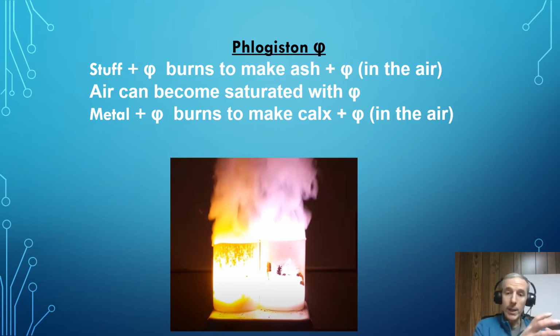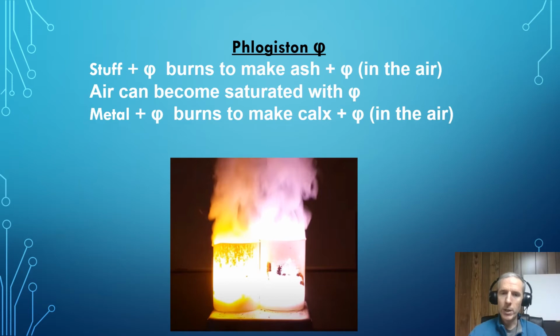So of course, in today's models, we would explain that a little differently. We would say that we're running out of oxygen. In the past, in phlogiston theory, they were explaining that the air was saturating with that. Interestingly, they also were aware that metals can burn. And so in this case, we have the metal and phlogiston burning to end up producing calx, and then the phlogiston gets released to the air.